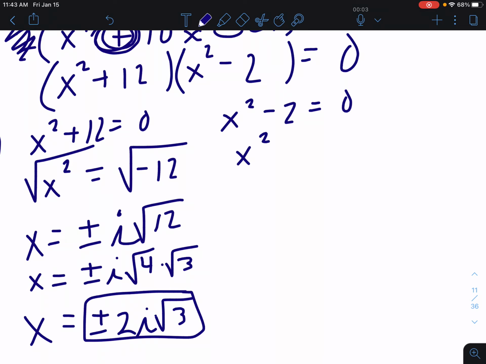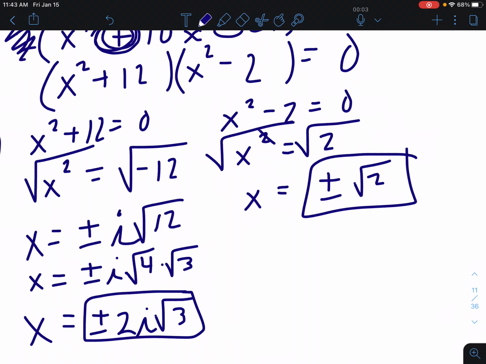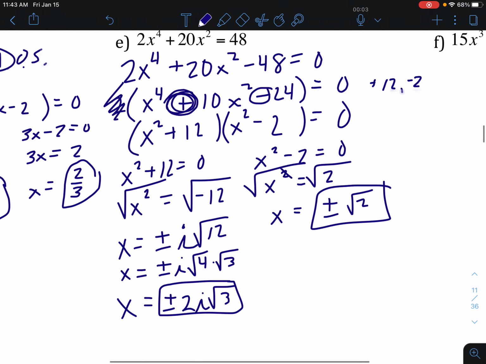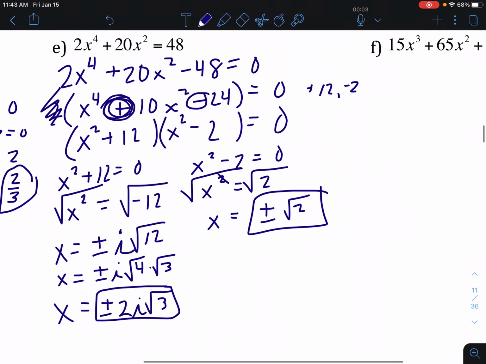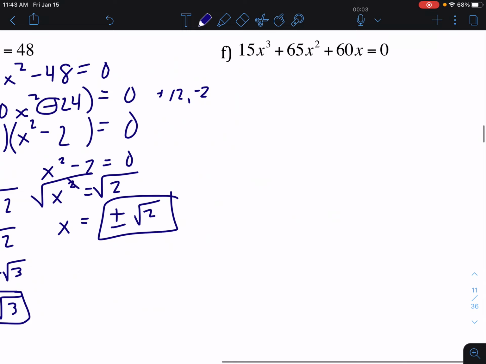Solve the second one by square roots. We're going to add 2. Square root, get rid of the exponent. Remember to plus minus. And square root of 2 definitely cannot be simplified, so we have 2 additional real solutions. So in this problem we had 2 real and 2 imaginary. The imaginary solutions would be like if you have curvature on a graph, but it doesn't touch the x-axis.